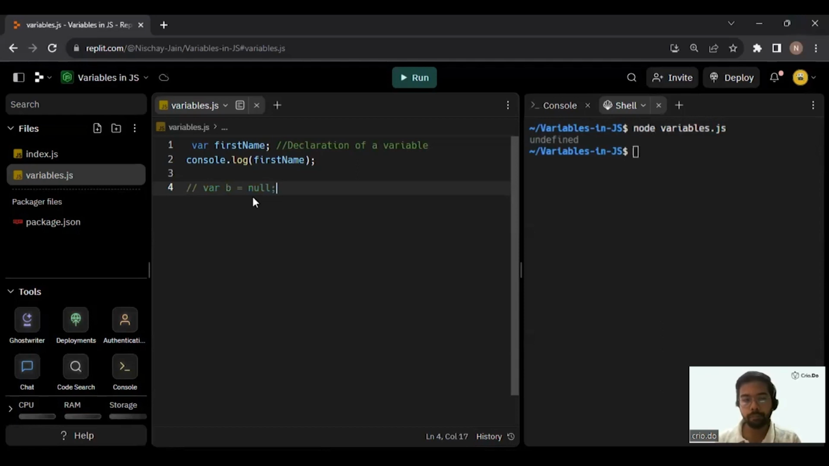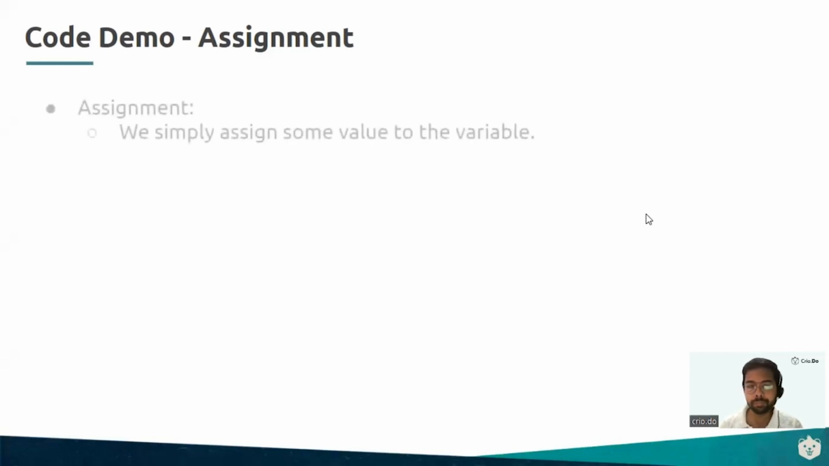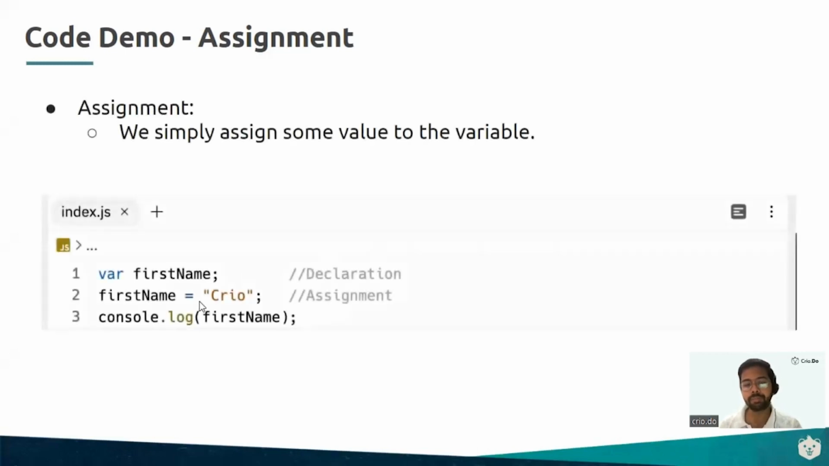Now, we have understood how we are going to declare our variables. Let us now see the further use cases. Now, how do you assign a value to the variable? We've already seen that we first have to declare a variable and then we have to assign a value to it. So the first step is pretty much clear, but how do we assign now? Pretty simple syntax. We simply have to say first name equals Crio.